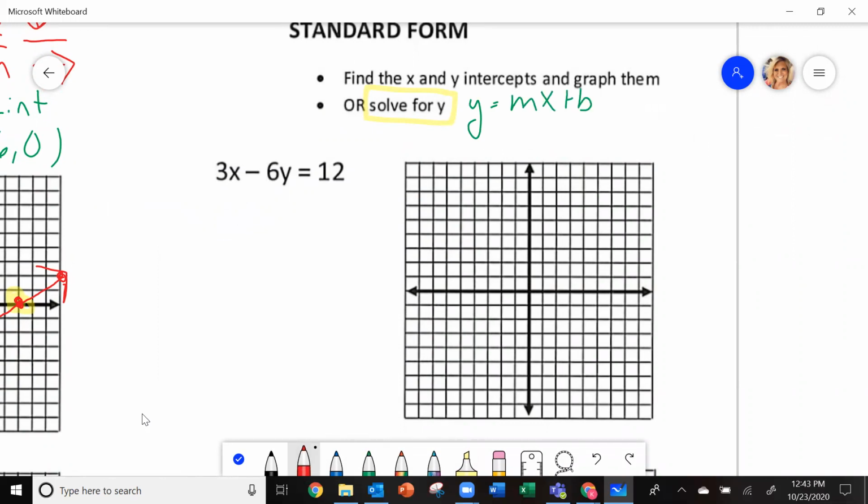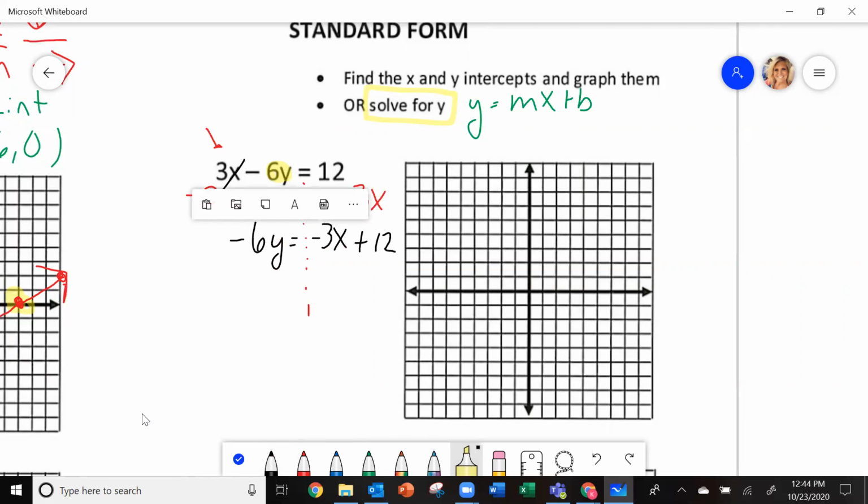So I'm going to go here. To do this, I am going to get y by itself, I need to do addition and subtraction first. So this says a positive 3x. So I'm going to subtract 3x from each side. And these cancel. I get negative 6y equals negative 3x plus 12.